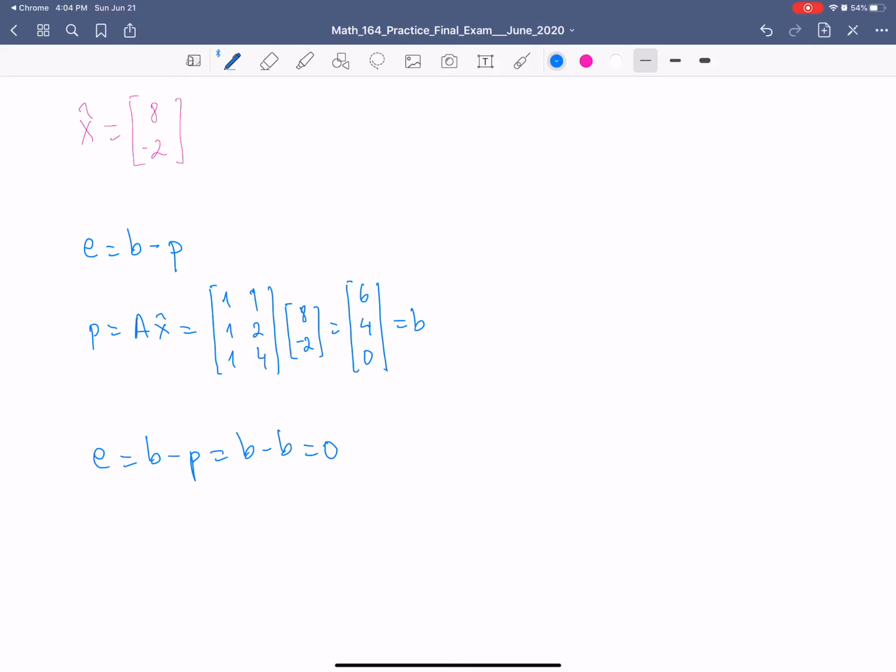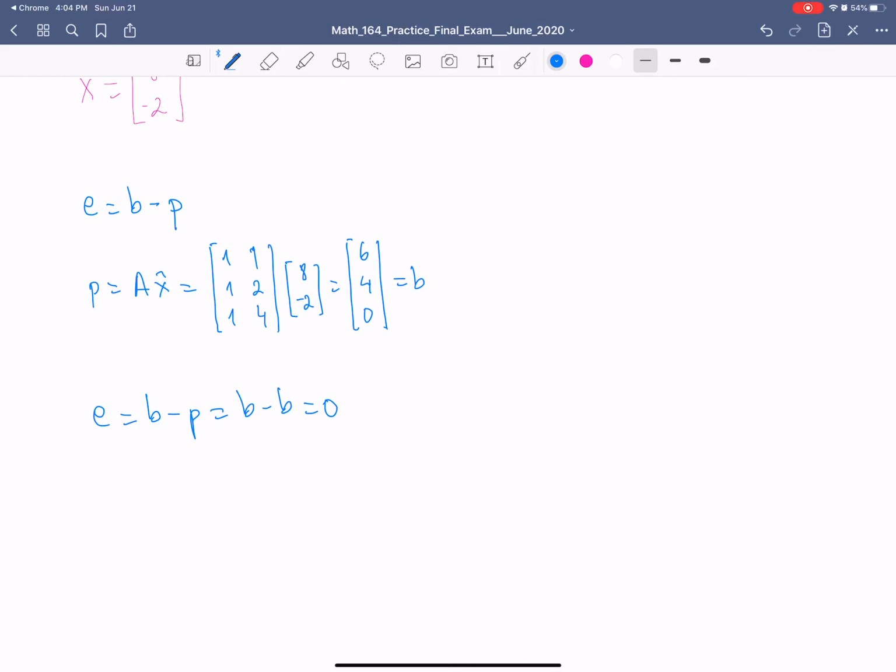What does this tell you? What it tells you is that b was already in the column space of A. So we actually didn't have to use least squares, but that's okay. And in fact, this tells you exactly how to combine the columns of A to get the vector b.